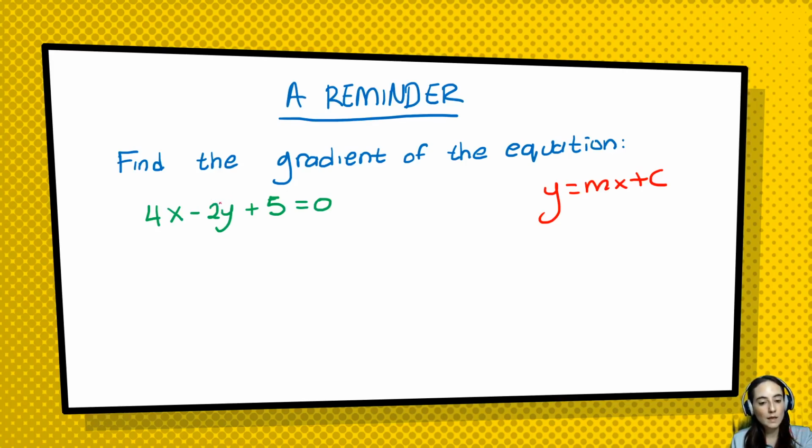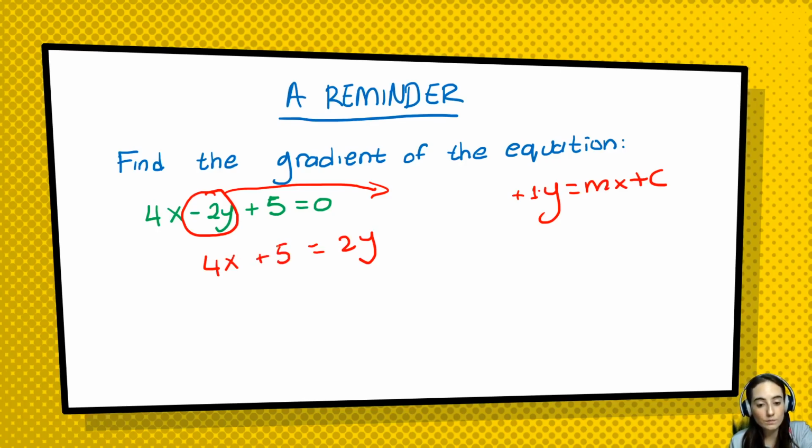Remember, we're looking to make y the subject. There's our y here. We want it to be 1y, even though you can't see it, it's 1 times y, and we want it to be a plus y. Right now it's on the left-hand side of the equation and it's negative, so I want to take it to the other side and make it positive. By taking minus 2y to the other side, it will become a positive 2y, and then you can just keep everything else on the left-hand side. So it's going to be 4x plus 5 without changing their signs.